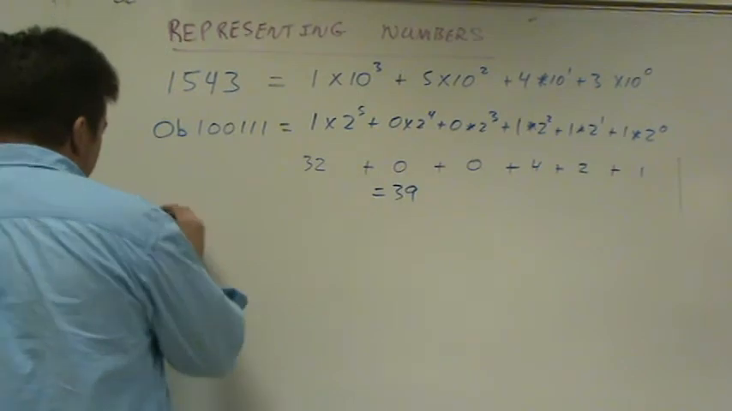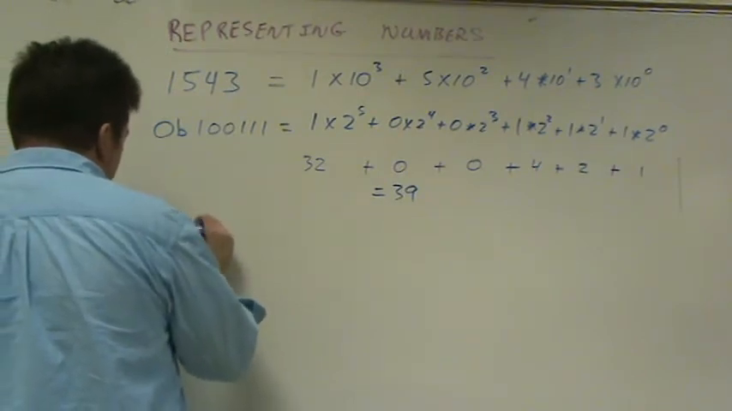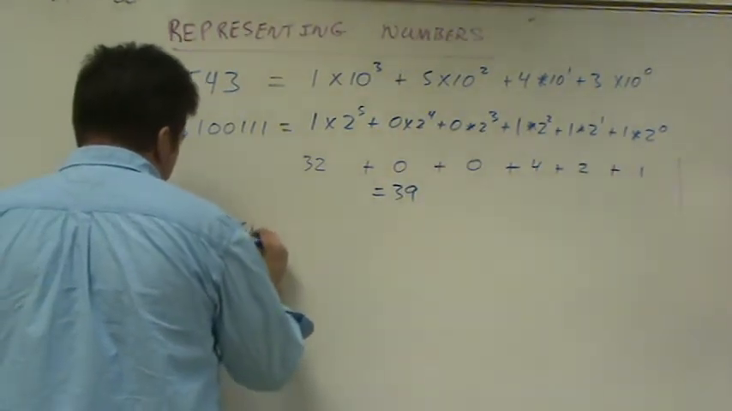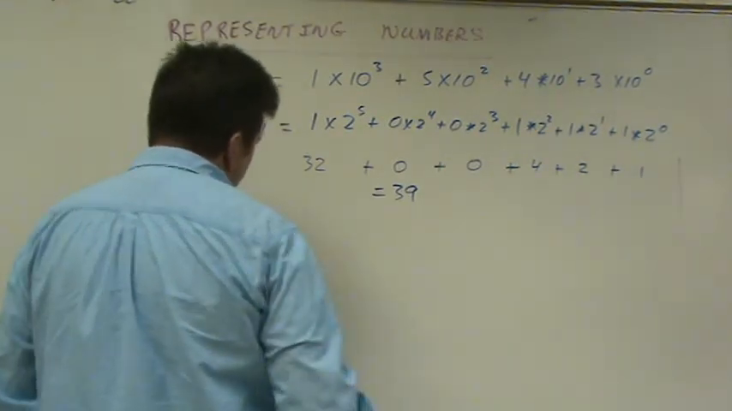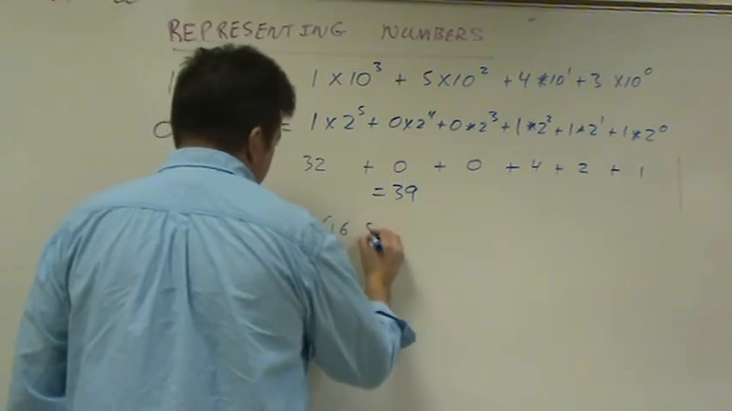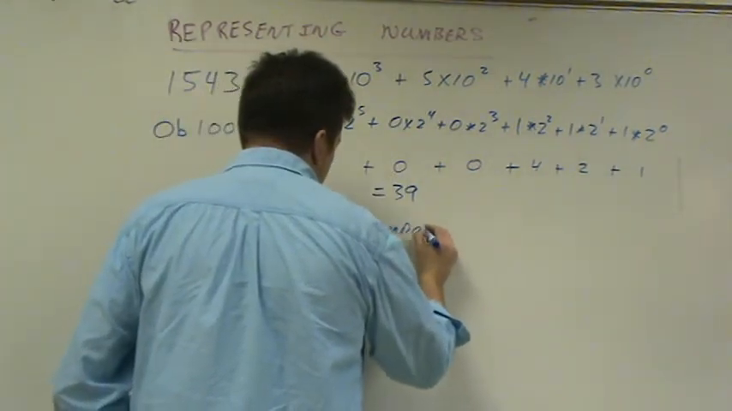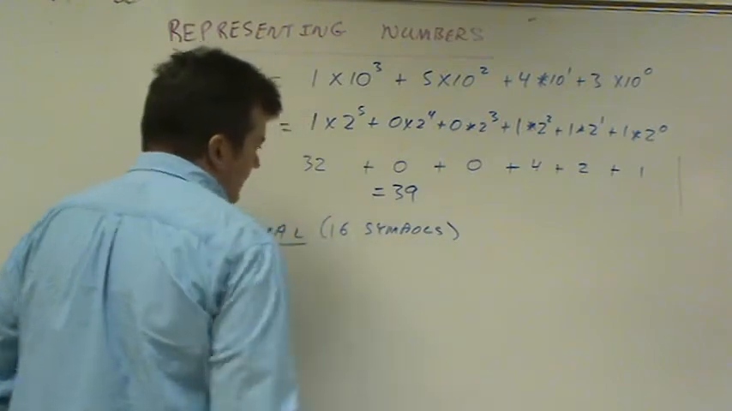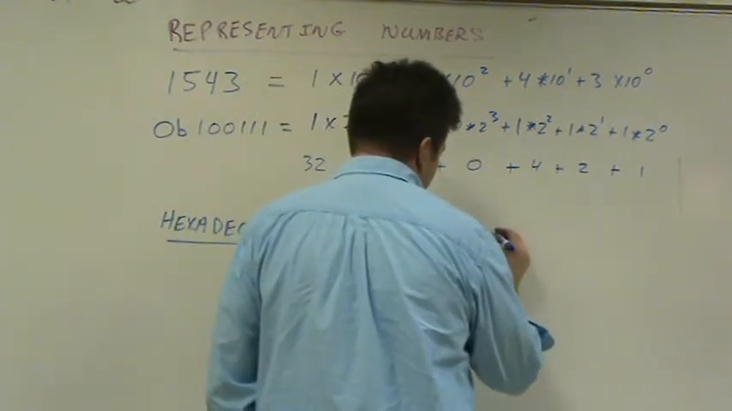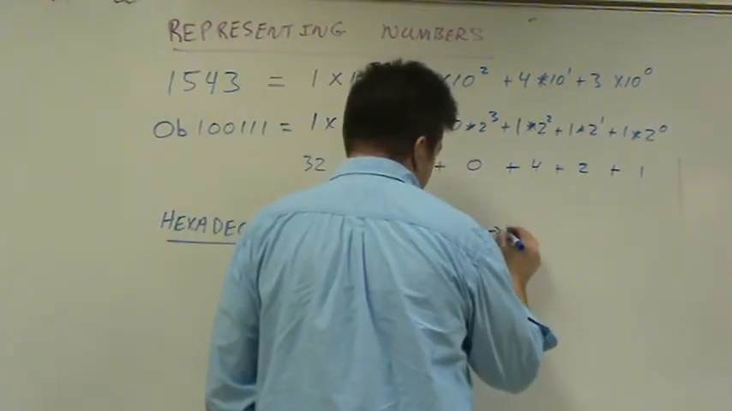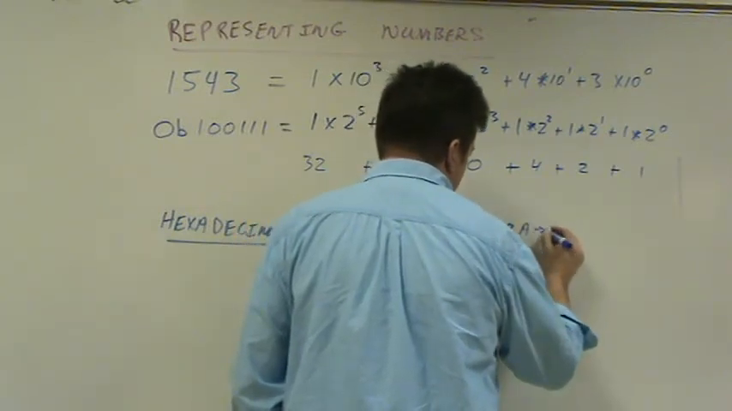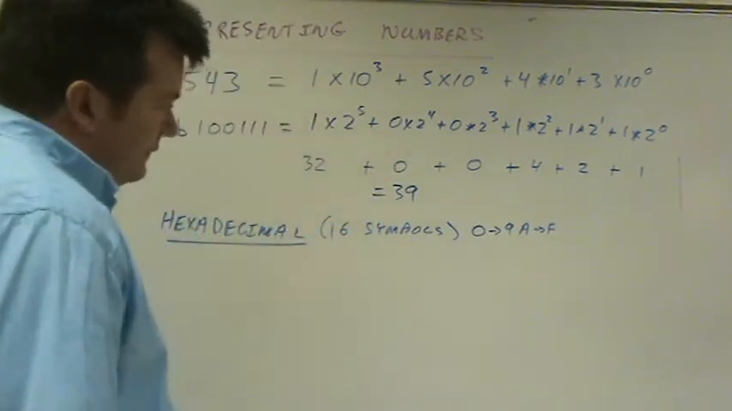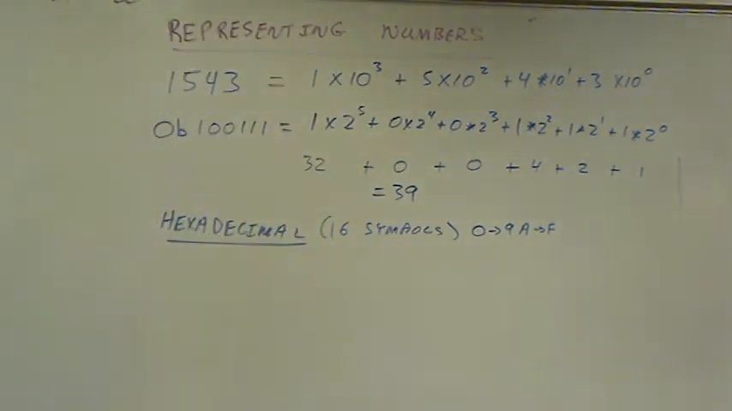So for example, hexadecimal representation uses 16 symbols. And the 16 symbols are, and a whole lot of thought went into this, 0 through 9. And then for the 10th, 11th, 12th, we'll use A through F. So that way we have 16 symbols instead of 10.